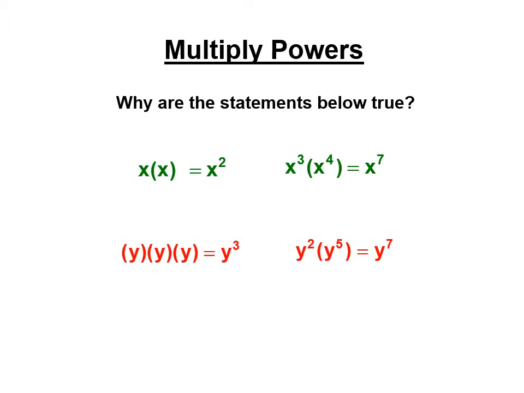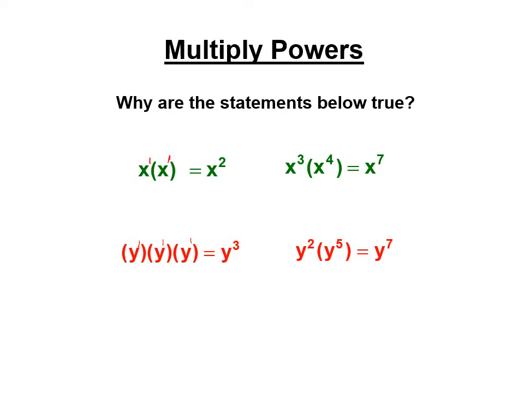Well, look at this. This is true, by the way. x times x is x squared. Now let's remember there are ones here. x times x is x squared. And it turns out we should have known that already. And x cubed times x to the 4th is x to the 7th. y times y times y is y cubed. There's little ones there. And y squared times y to the 5th equals y to the 7th. It doesn't matter what number x or y is.